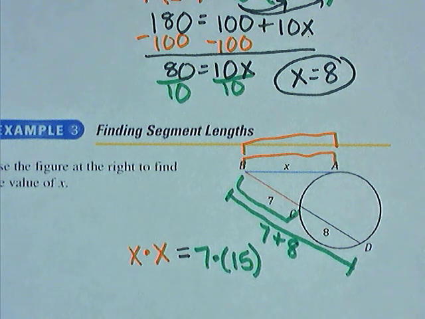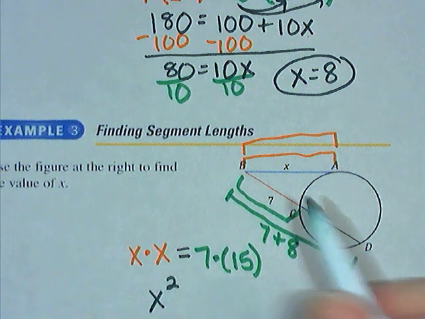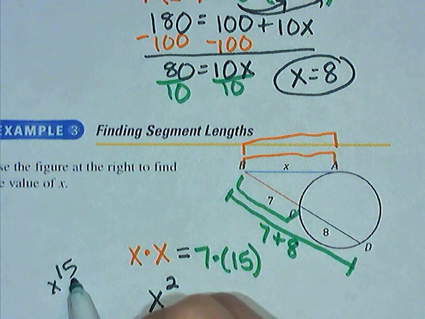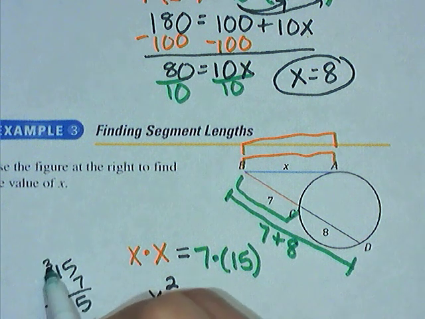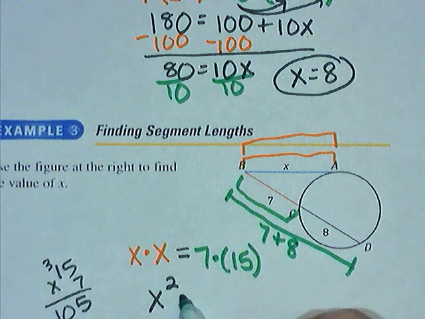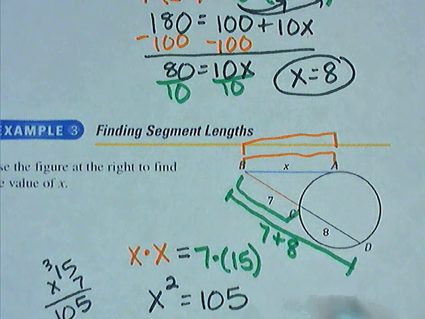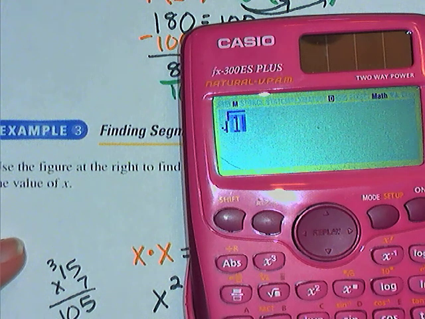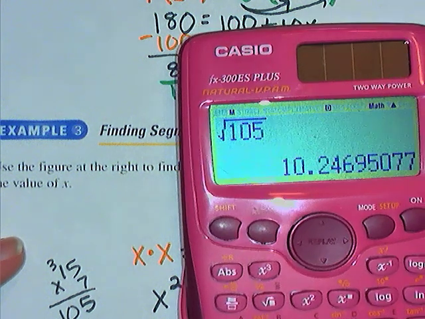So then you have x squared equals 15 times 7, which is 105. And then you're just going to square root the 105. So get your calculator out. It's 10 point something, but square root 105 is 10.2.